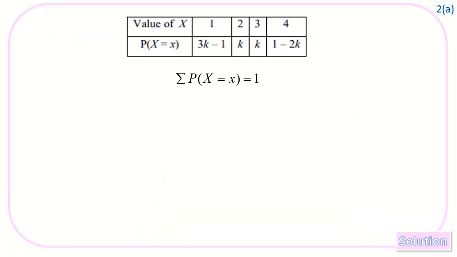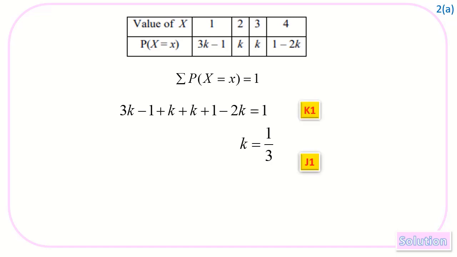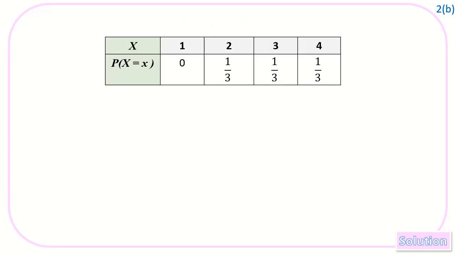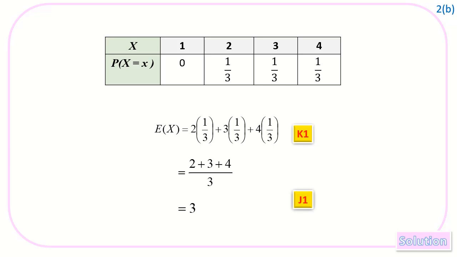Part A, to determine the value of K, we use the total probability equal to 1. We give you K1 for the step, and the answer for K is 1 over 3, so we give you J1. Part B, expected value: we give K1 for the summation of the variable multiplied by its corresponding probability, and the final answer 3 as J1.